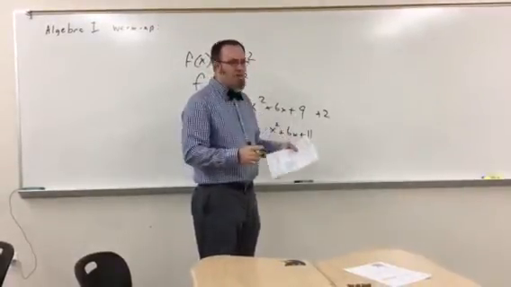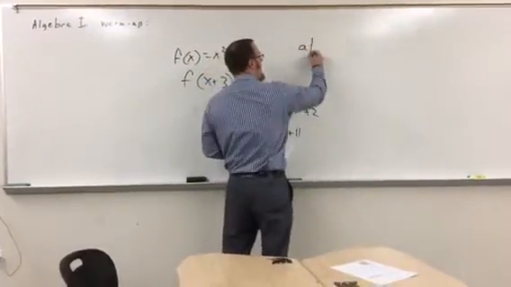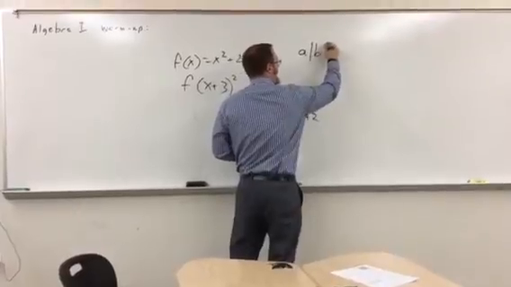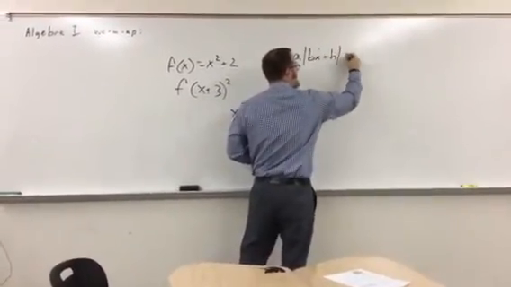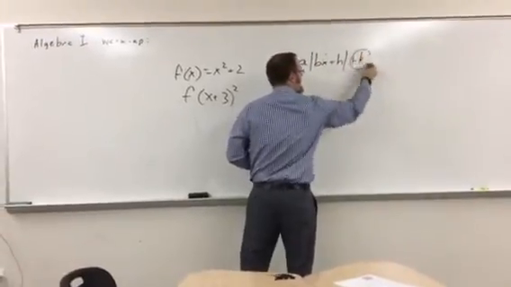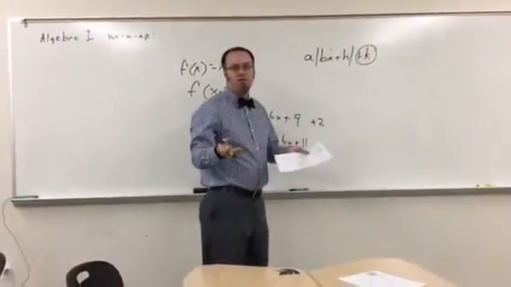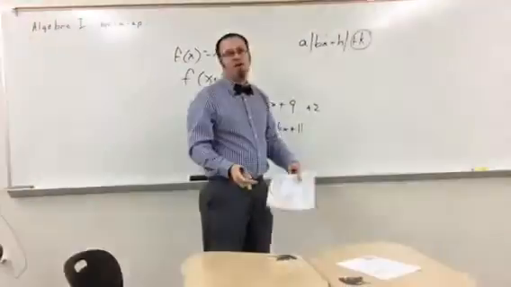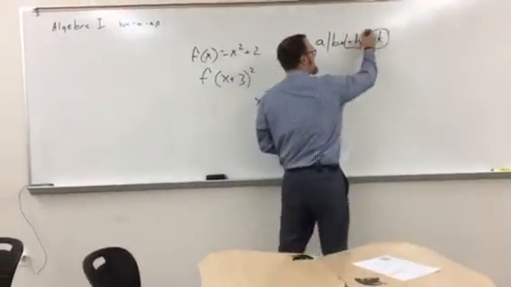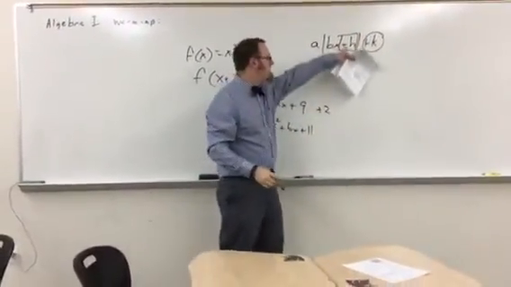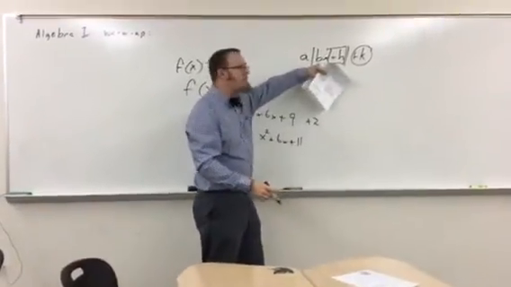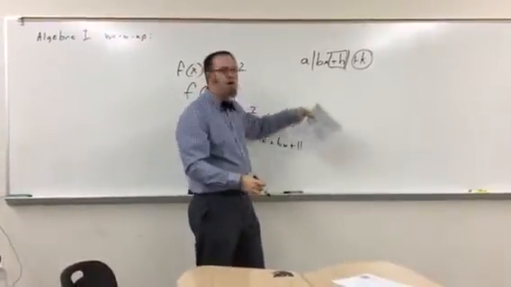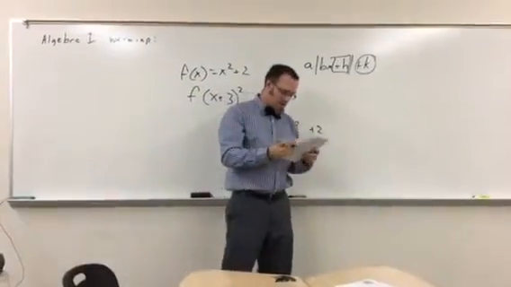Moving on from that, the translations. Remember, a times the absolute value of b times x minus h, plus k. The k is going to move it up and down. So if it's asking you to move the graph up and down, pick one that has a k value. If it's asking you to move the graph left and right, remember, it's the -h. It does the opposite of what you think it should. The b value is going to be stretch and compression. The a value is going to be stretch and compression. Just look out for that.